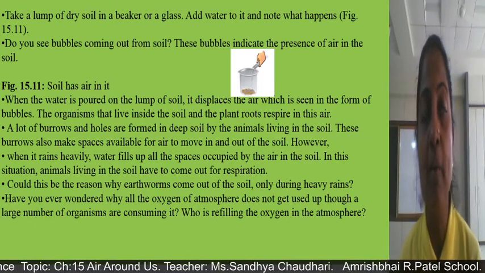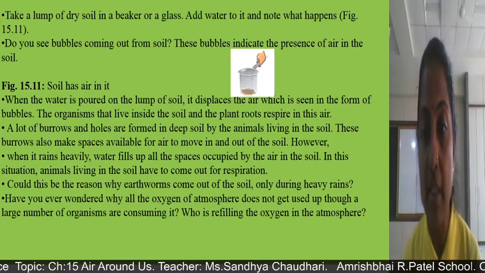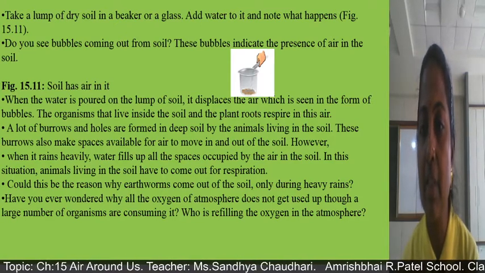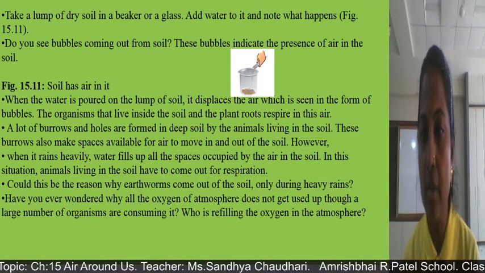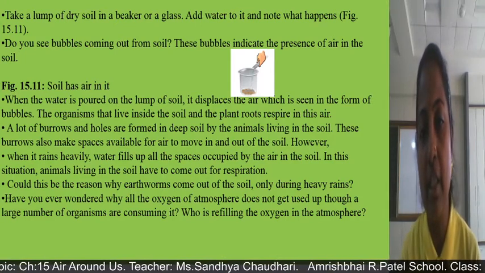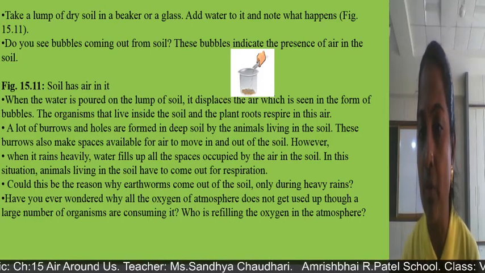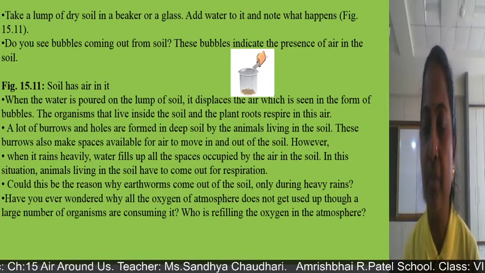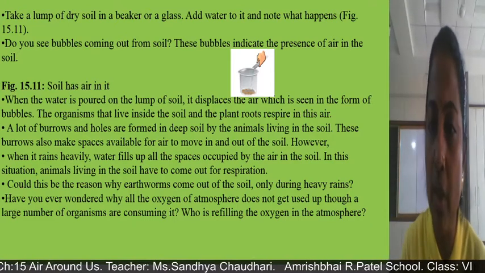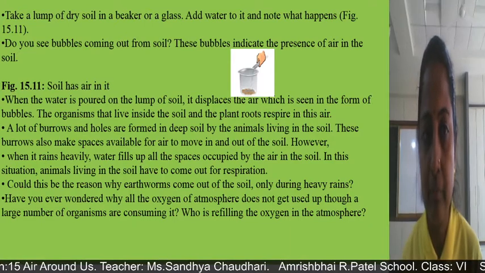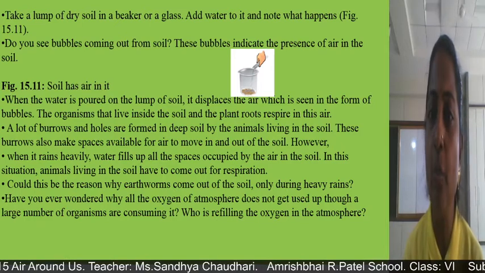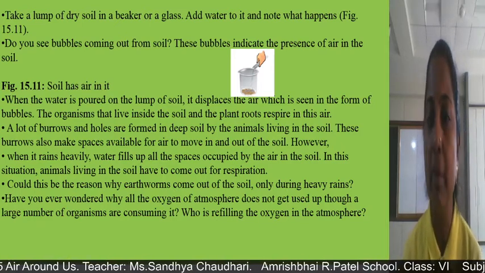You might have observed also, children, when the first rain comes after the summer season, if there is a puddle of water accumulating at one place, at that time you can see the bubbles also coming out. So that is the air which is present in the soil, and that is escaping out from the soil in the form of bubbles. So when water is poured on the lump of soil, it displaces the air, which is seen in the form of bubbles.